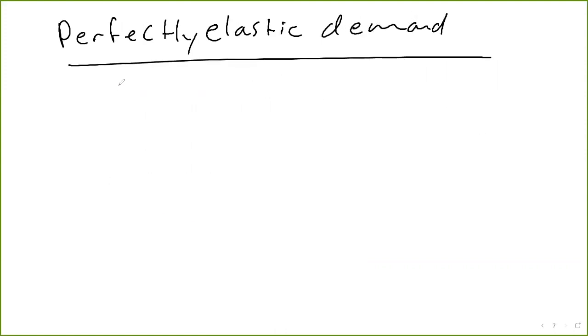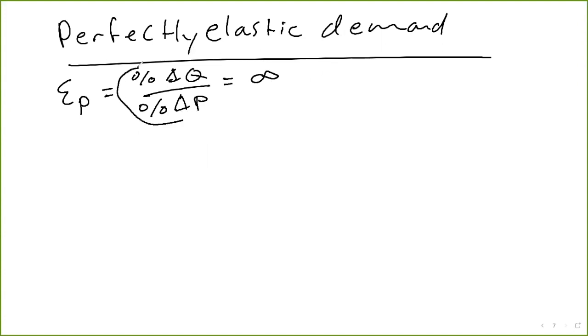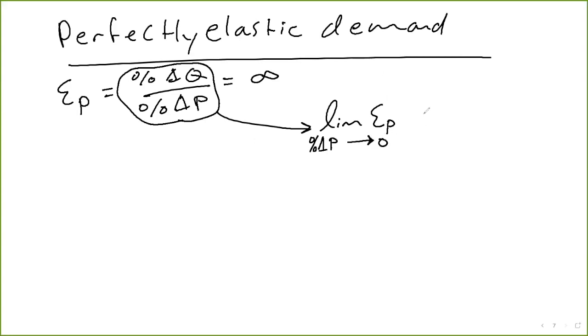And finally, we have perfectly elastic demand, and that's going to be defined as a price elasticity of demand that is equal to infinity. So this is not intuitive and kind of confusing. But again, let's look at our formula and think about what that means. If you've had calculus, you know, if this expression is going to infinity, one reason that might be is that the denominator is approaching 0. So the limit of the price elasticity of demand as the percentage change in price approaches 0 equals infinity. But basically what it's saying is we're going to have a 0 in the denominator and some value in the numerator.